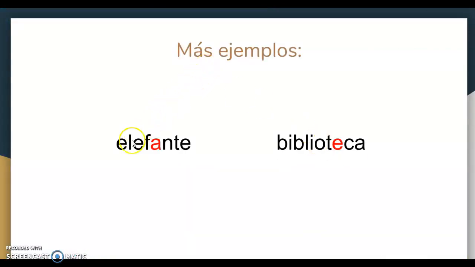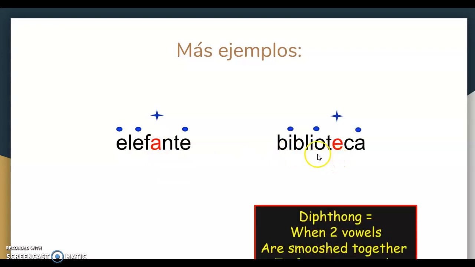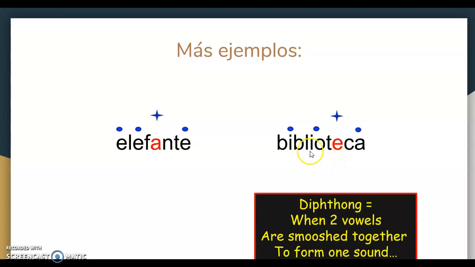Más ejemplos. These are natural stresses. Elefante, second to the last syllable. Biblioteca. Now this one's kind of confusing because you see two vowels and you think, why aren't they separate? But it's called a diphthong when two vowels are smushed together to form one sound. And it usually has an I or a U.